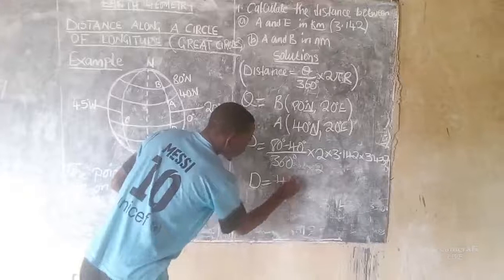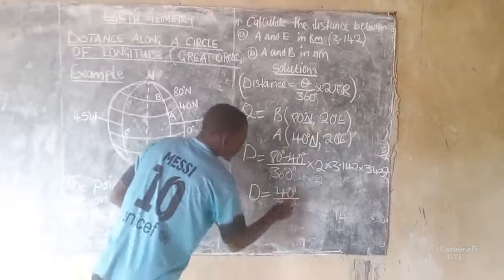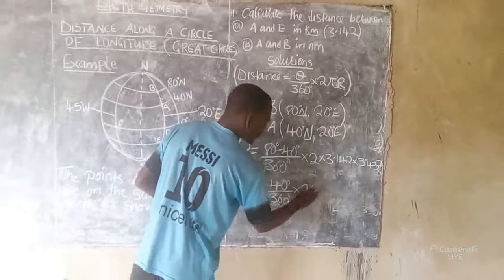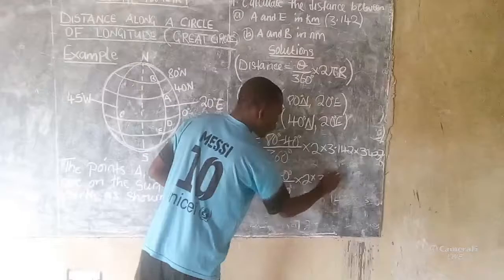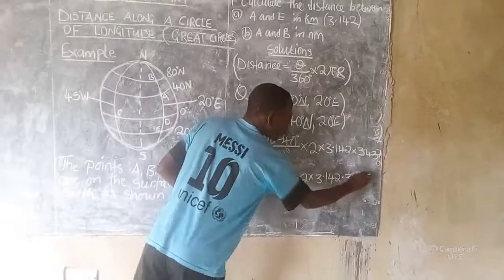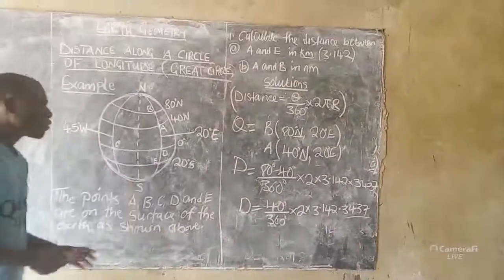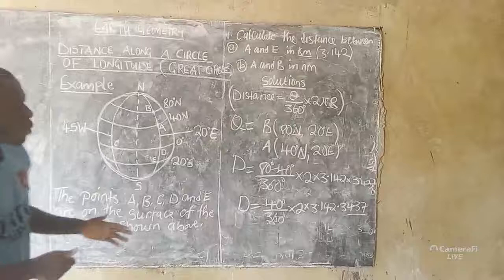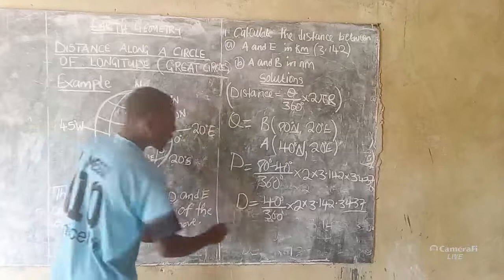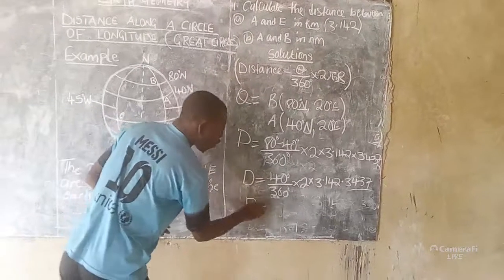Here you are going to remain with the 40 over 360 degrees, times 2 times 3.142 times 3437. This represents the radius in nautical miles. So here you punch again everything with your calculator.